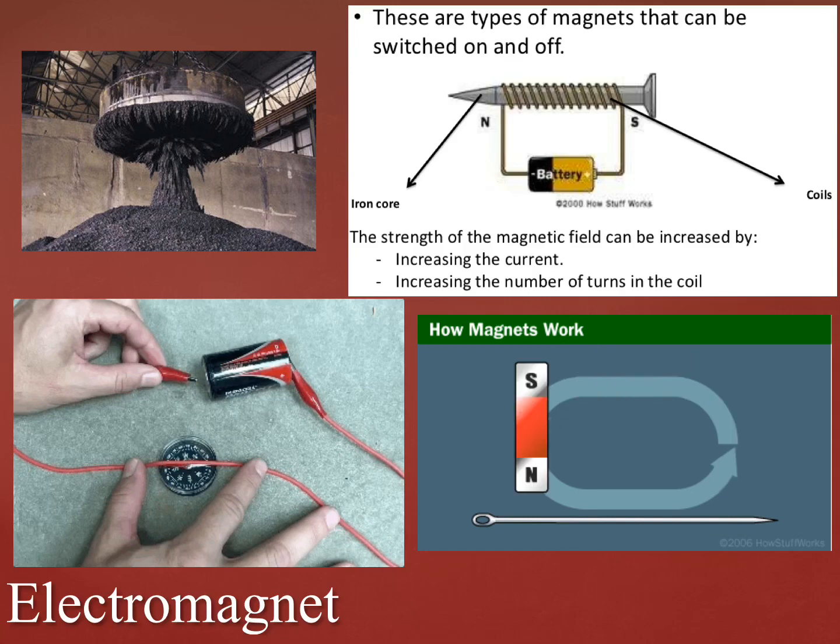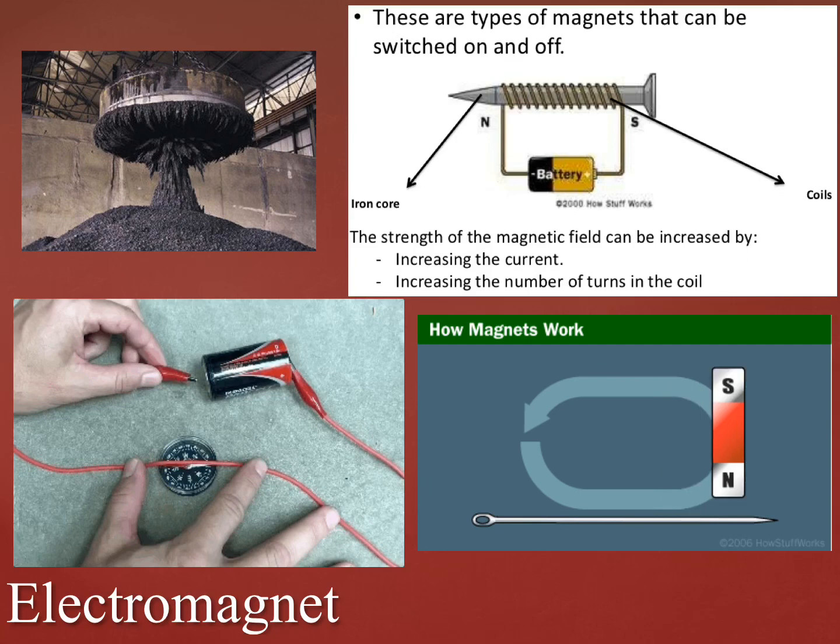Now, another way to obtain a magnet is by allowing electric current to pass through a conducting wire. You may verify this by connecting the two ends of a conducting wire to the terminals of a battery. You also need a small compass. Then we will see what will happen.